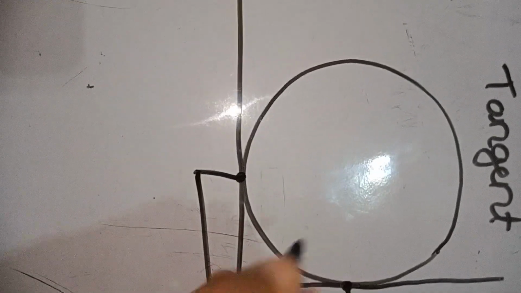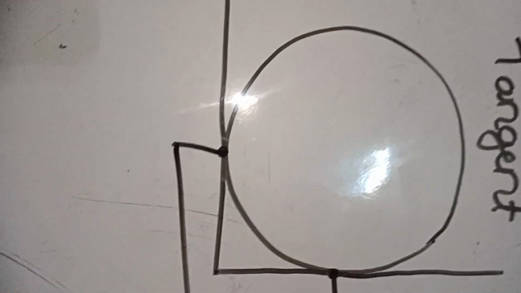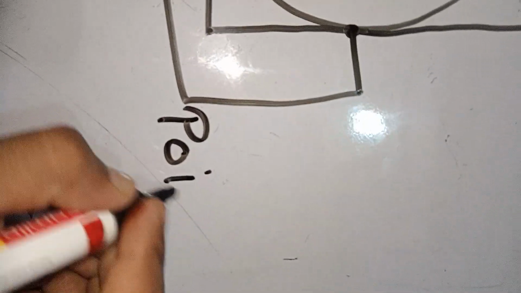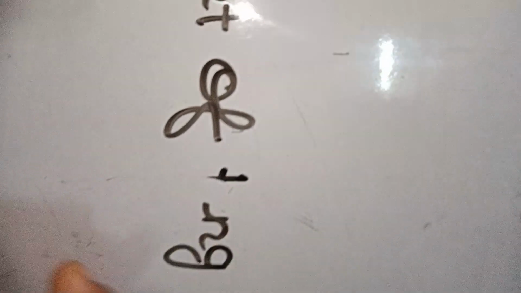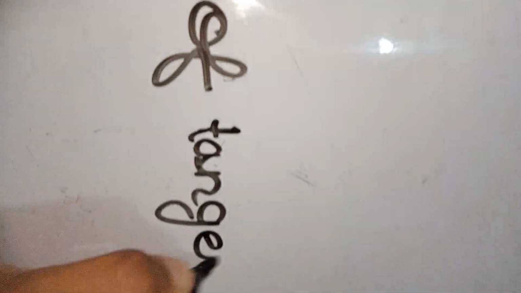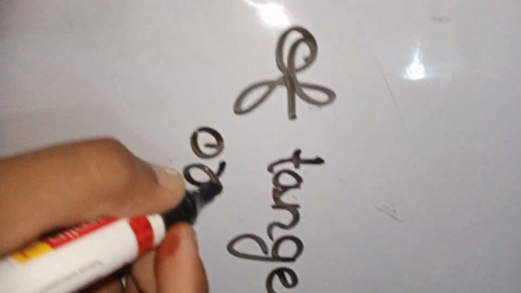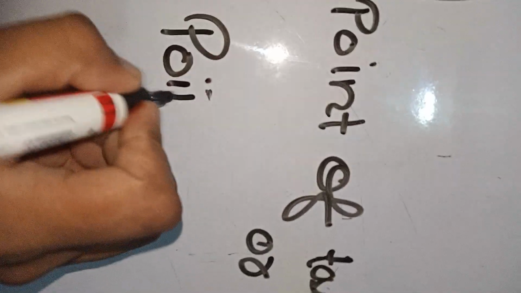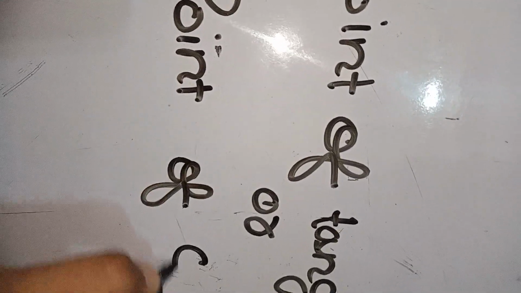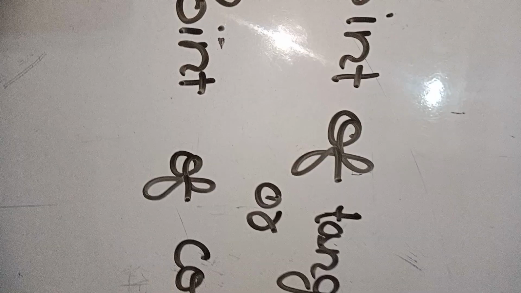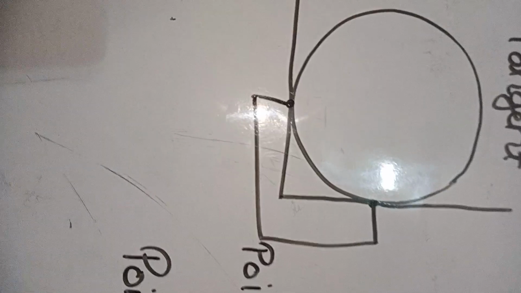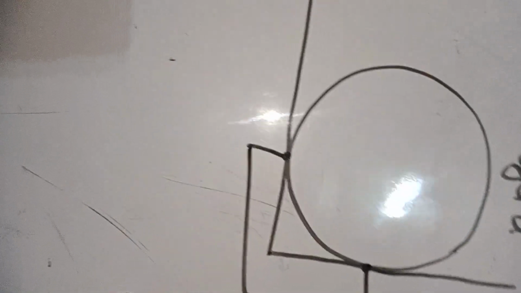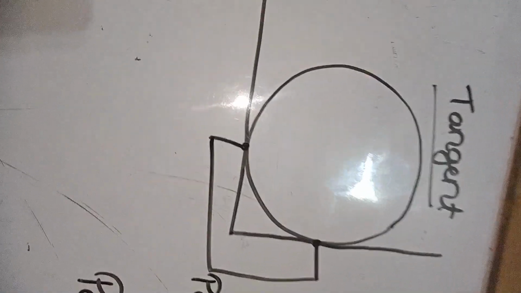But the point which is connected with the circle, or joins with the circle, we call the point of tangency, or point of contact, meaning where they both contact each other. This point is called the point of tangency, or we can say contact, and the straight line which joins the circle at a point is called a tangent. I hope this is very clear to you all.